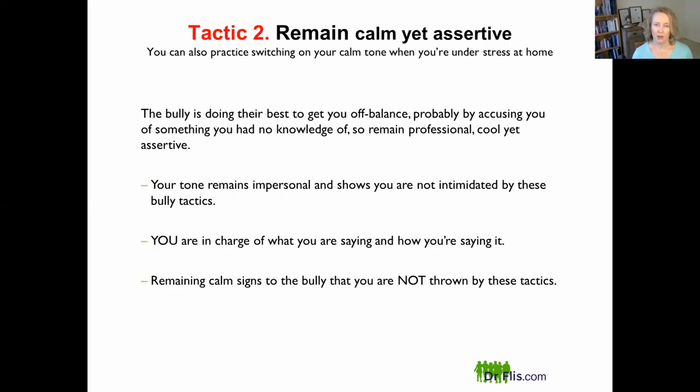So remain professional and cool and calm and yet assertive. The whole point is to keep your tone impersonal and show that you're not intimidated by the bully's behaviour. You are in charge of what you're saying and how you say it. Remain calm. Remaining calm signals to the bully that you are not thrown by their tactics.